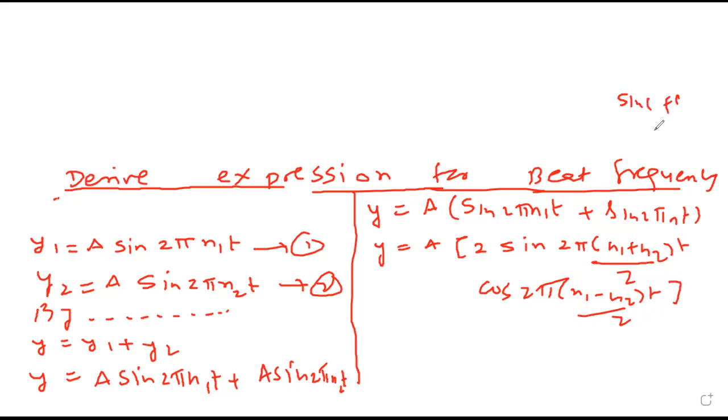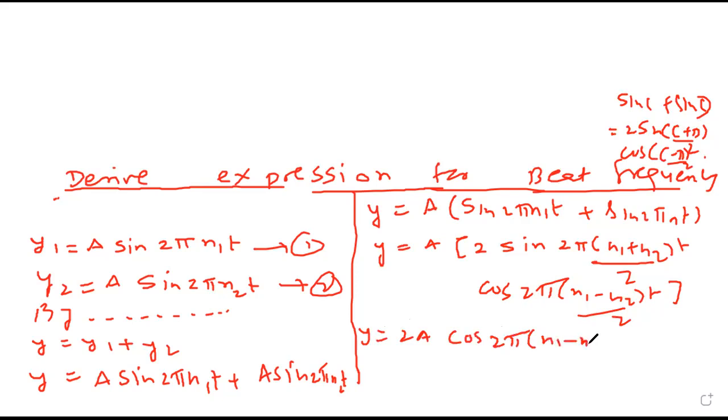Sine C plus sine D is 2 times sine of (C plus D) upon 2 into cos of (C minus D) upon 2. So y equals 2a cos 2 pi (n1 minus n2) t upon 2 into sine of 2 pi (n1 plus n2) divided by 2 into t.